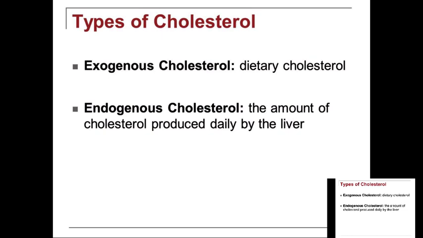When we talk about cholesterol, there's exogenous cholesterol and endogenous cholesterol. The majority of the cholesterol in your body is produced by the liver, maybe 80% or so, primarily produced at night, which is why patients taking statin drugs like simvastatin or Lipitor or Crestor are typically given them at night, because that's when the liver makes the majority of it. So the majority is endogenous, and exogenous cholesterol is dietary cholesterol.